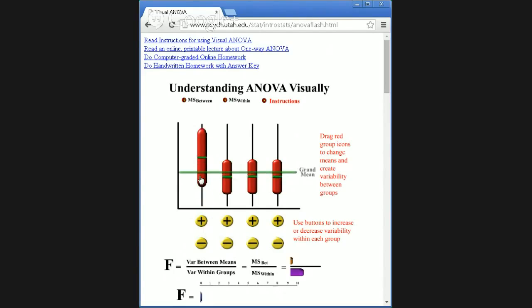But as soon as you move one of these, you start getting some variation between groups, and you see this numerator start to grow. Notice that as I move this around, the mean squares, the S squared, within groups doesn't change at all. I can move all of these around. It changes the numerator, the between group mean square, but it doesn't change the denominator. It also moves around this grand mean, which is the average of everything.